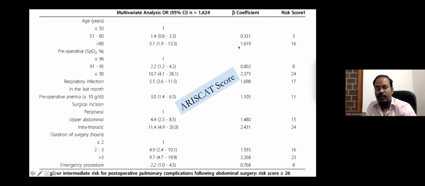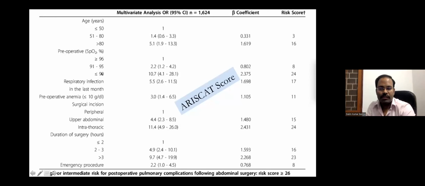And this has been advised to be followed in patients coming for surgery where you want to assess the risk of post-op pulmonary complications. So we look at the risk factors. Higher age will have higher scores. Like age more than 80 will have a very high score, 16 points are added. The higher the points, the higher the score, which means more risk of POPC.